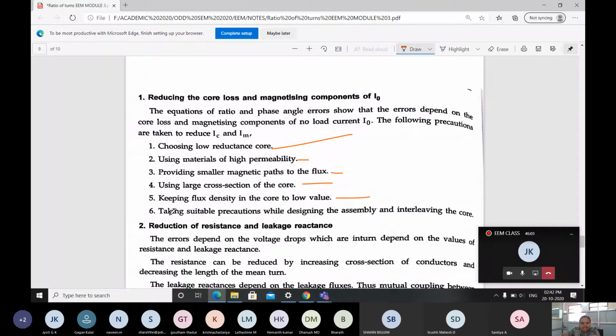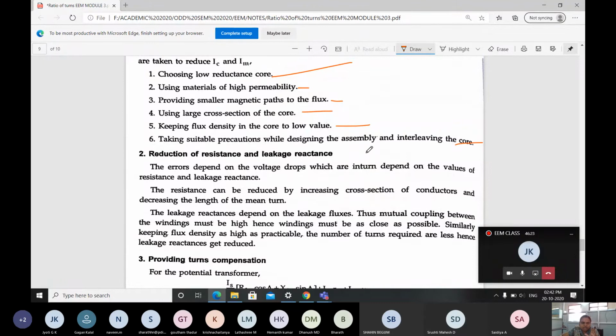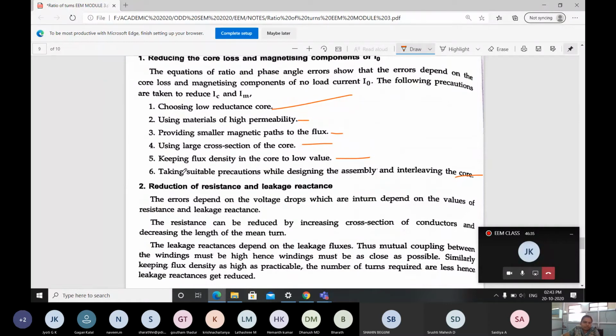The last one is taking suitable precautions while designing the assembly and interleaving the core. The construction, how you design and how you take it for the transformers, should be kept in mind so that we can reduce the errors of core loss and magnetization. These are all the 6 methods we have to keep in mind while designing instrument transformers.